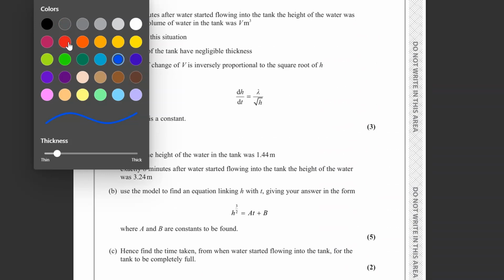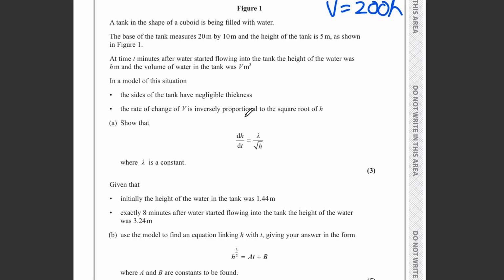We can make another differential equation by using the fact that the rate of change of V is inversely proportional to the square root of h. If it's talking about the rate of change of V, this is dV over dt. Okay, it's inversely proportional. Now remember what inversely proportional means. We have this proportional sign here; if something is inversely proportional, it's proportional to 1 over whatever it's talking about. That's what inversely proportional means. And it's inversely proportional to the square root of h. So dV over dt is proportional to 1 over root h.